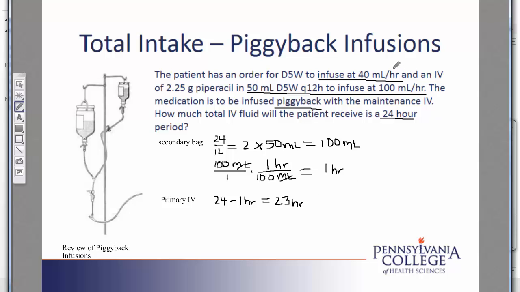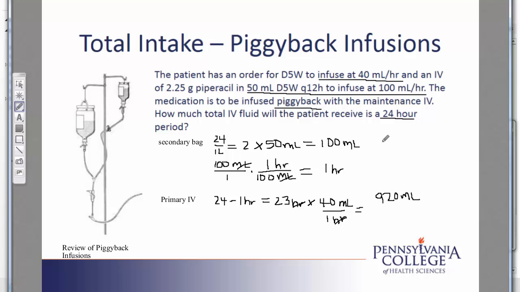The primary IV is to infuse at 40 milliliters per hour. That means that each of the hours infuses 40 milliliters. Again, although I intuitively understand the problem, I'm taking the time to set up the dimensional analysis so that you can see how the math works. When I do this multiplication, I find that the primary IV, 23 times 40, infuses 920 milliliters.